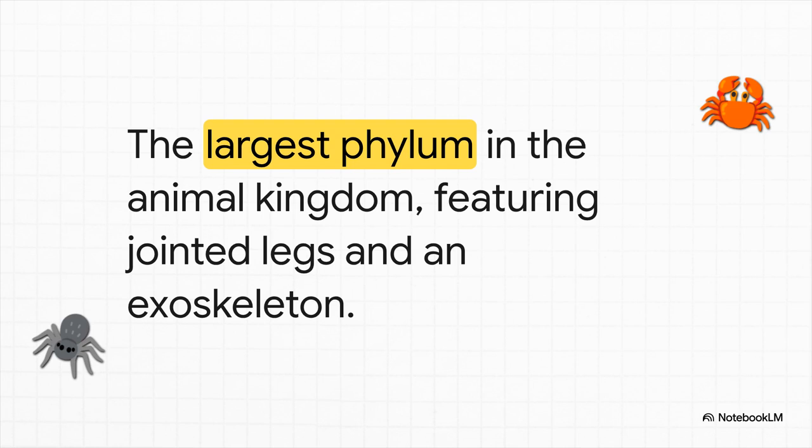But wait, I have to specifically highlight Arthropoda. This is the largest phylum in the entire animal kingdom, featuring jointed legs and an exoskeleton. We're talking insects, spiders, crabs. Because of that tough, protective exoskeleton and jointed leg setup, this body plan is almost too successful. They account for over 80% of all known animal species. They absolutely, hands down, dominate the Earth.